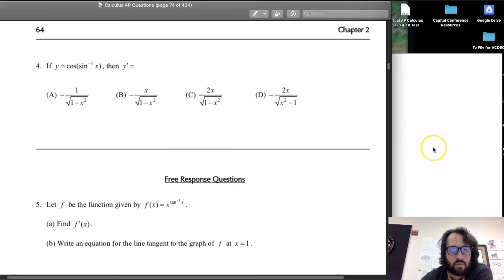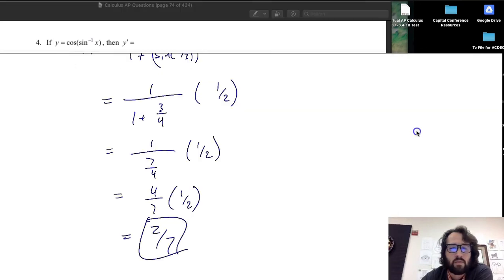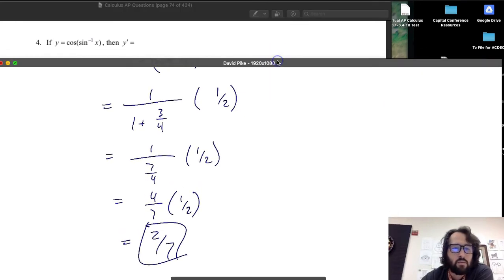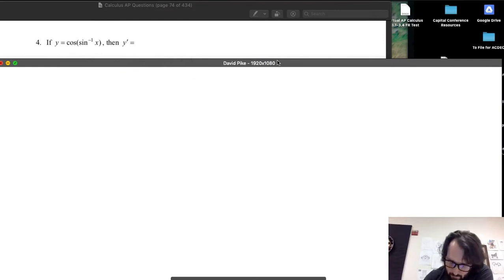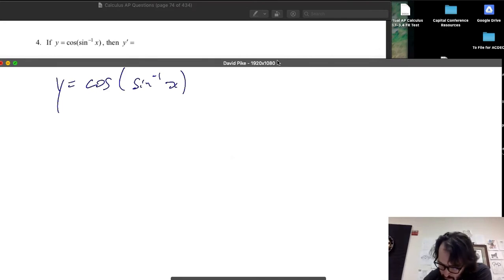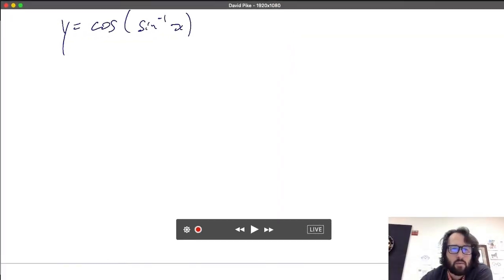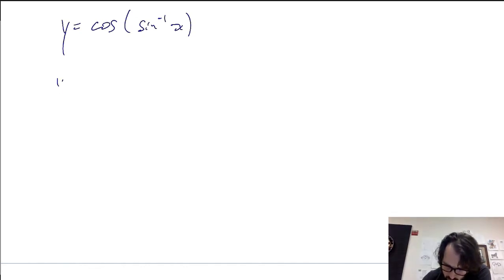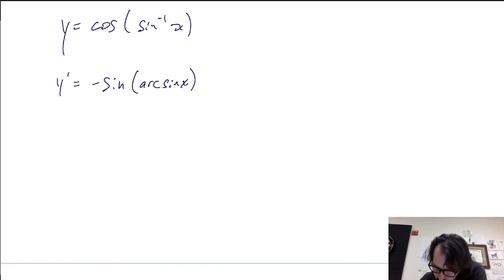Cosine of sine inverse. Then y prime is... interesting. Cosine of sine inverse. All right, so let's see. I'm going to move this up and get a little bit more room. So y prime would be the derivative of the outside, which would be negative sine of sine inverse, which is arc sine, and then times the derivative of the inside, which is 1 over 1 minus x squared.